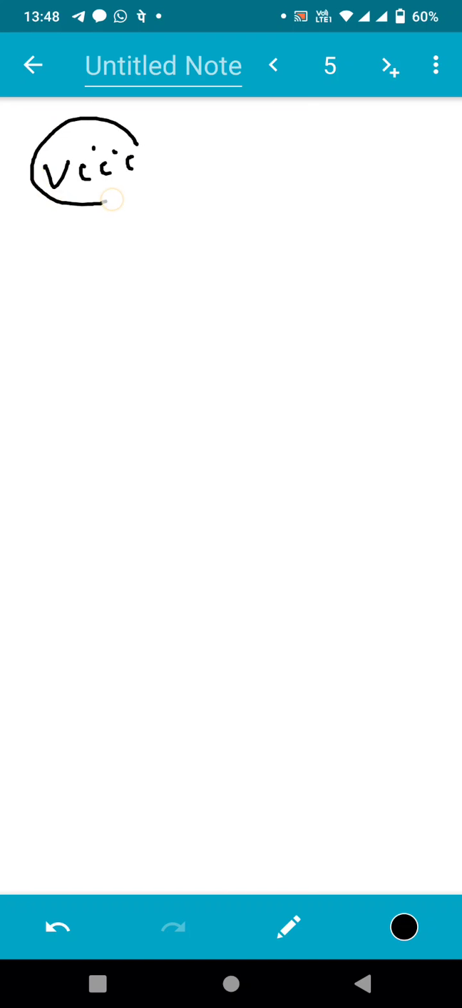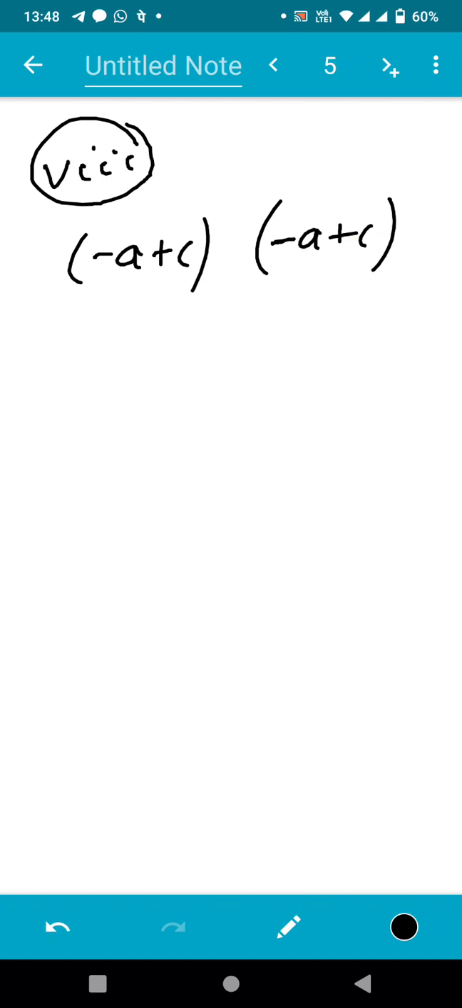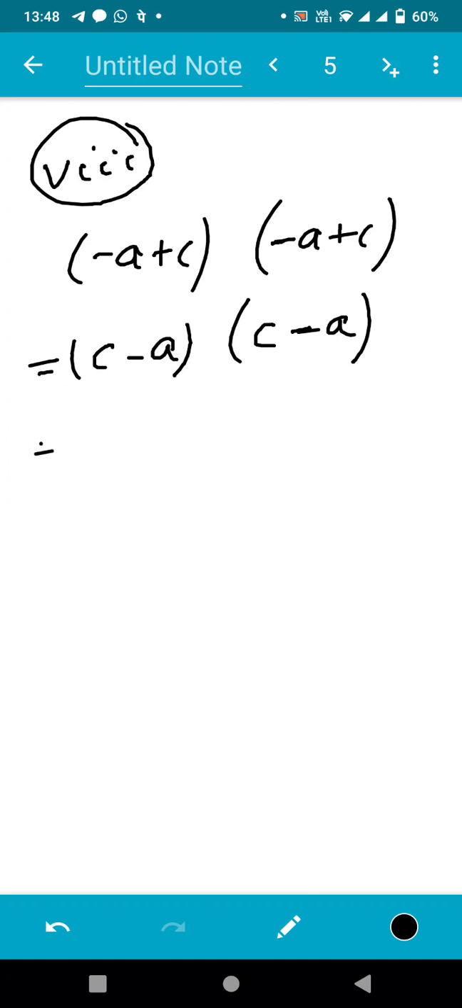So what is sum number 8? It is given minus a plus c, again minus a plus c. Now we'll do some modification with this question. We'll keep c at front and then we'll write minus a after that. The same thing we'll do with the second bracket also. Now you see, it is c minus a, c minus a. So we can write this as c minus a whole square.